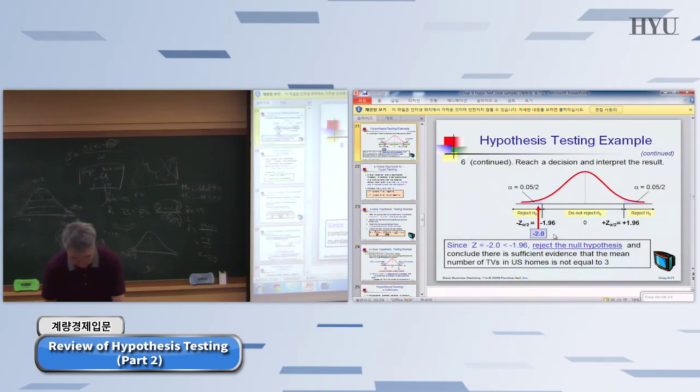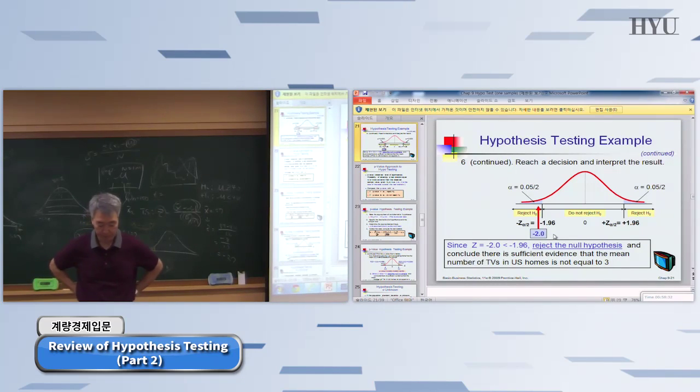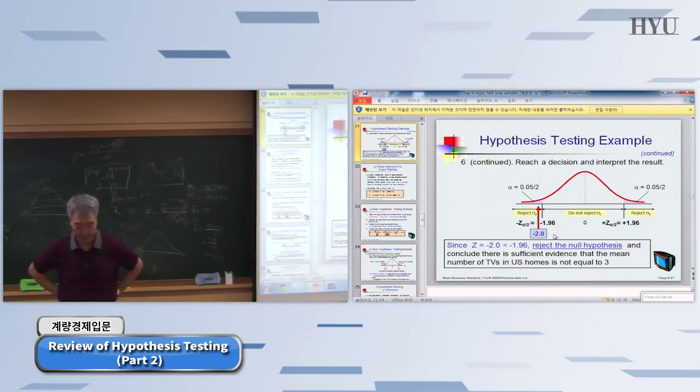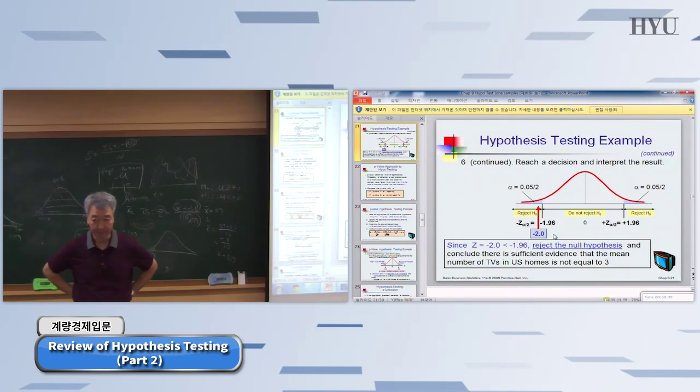So the conclusion is reject the null hypothesis. And what that means is that we have sufficient evidence that the mean number of TV sets in US homes is not equal to 3. Okay?